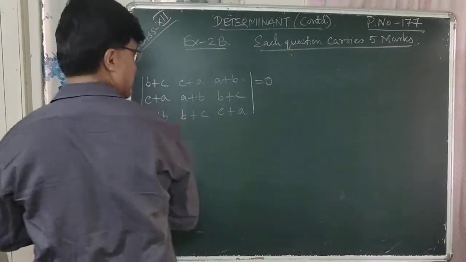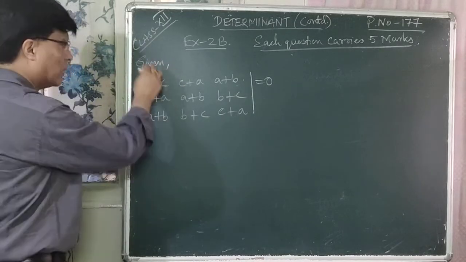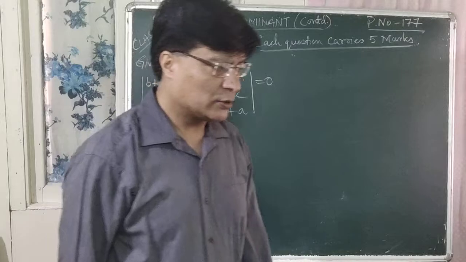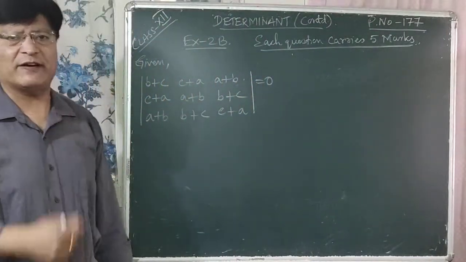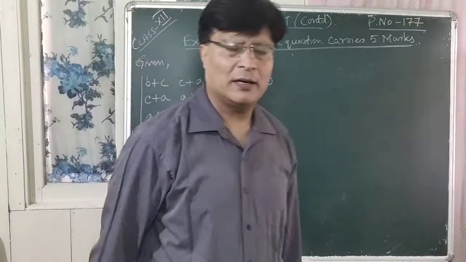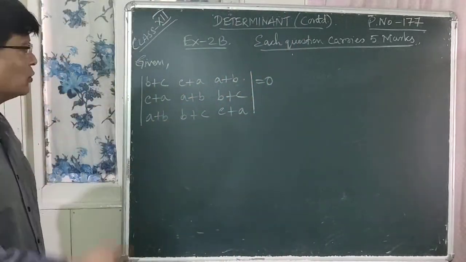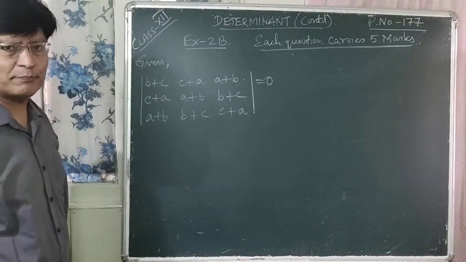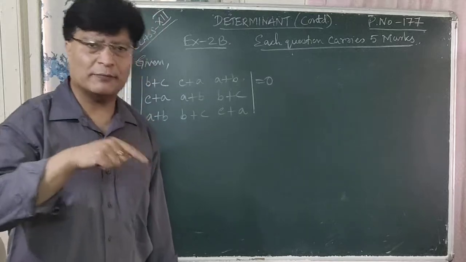So now you have to write down this given again. Now you have to simplify it. You have to simplify it in such a way that it should be in the simplified form. Then only you can do the problem. Okay, so let's apply some properties here. That is property number 5.